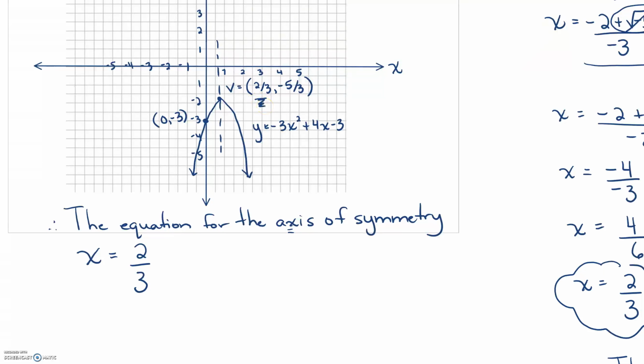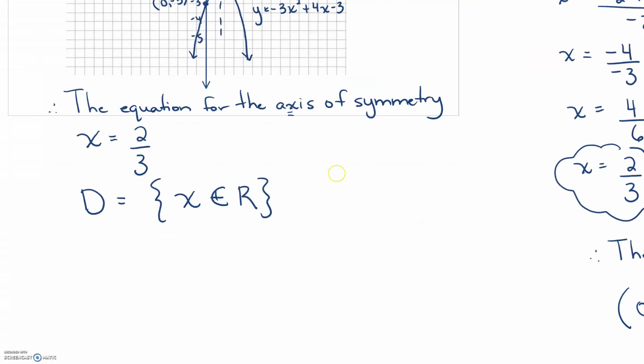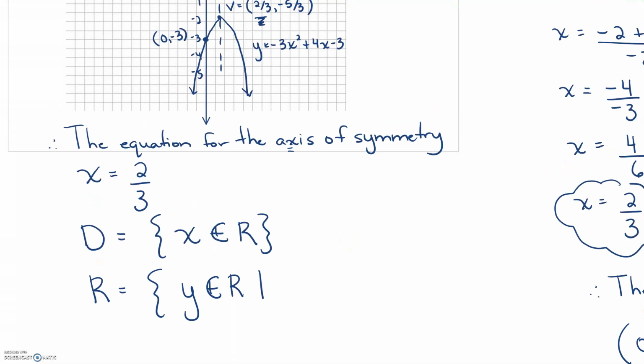We need to find the domain and the range. The domain, again, as we spoke earlier, we know that it's x element of real numbers for any parabola that is opened up or down. And then the range, we're going to start by doing y element of real numbers. However, there's some conditions here. It's only the values that are less than or equal to -5/3. It's not greater than, because that would be a parabola opened upwards. It's less than or equal to your y value. Okay, so there's the domain, the range, and the axis of symmetry.